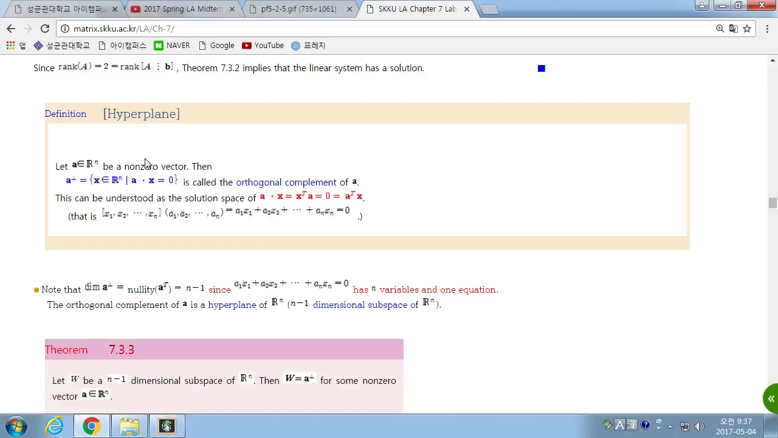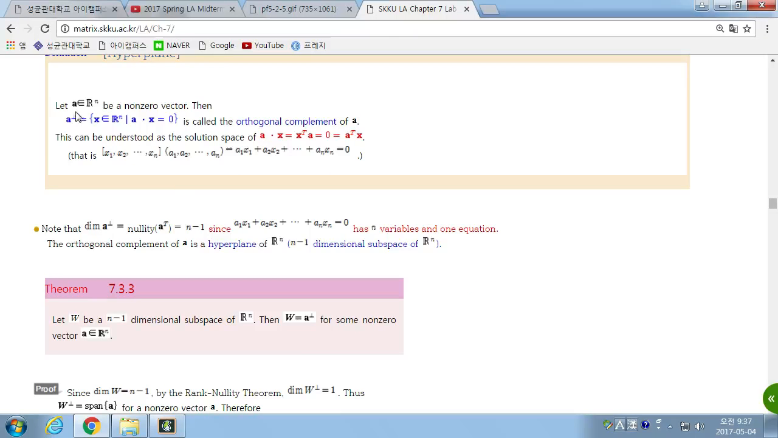Okay? Next, hyperplane. We have defined the hyperplane. The X curve is called the orthogonal complement of A. But as you see here, actually this is a set of X that satisfies this equation, which means this X is a solution for this linear system of equation. Actually, and this is a solution space of this linear system of equations. So the orthogonal complement is itself a solution space of this linear system of equations.